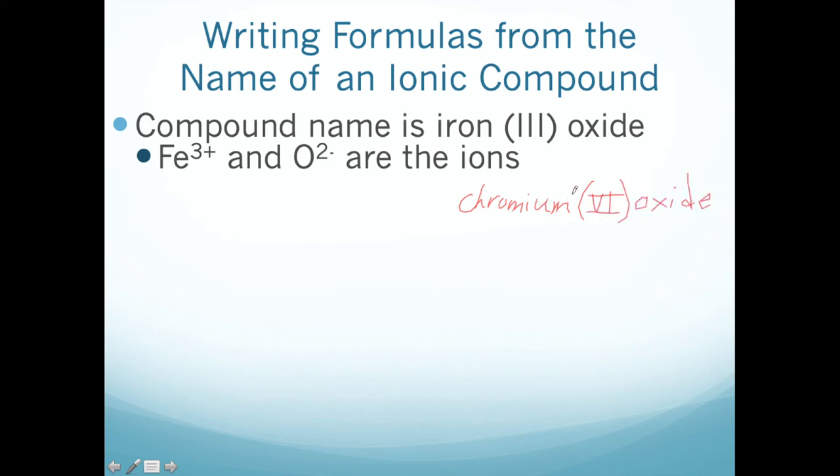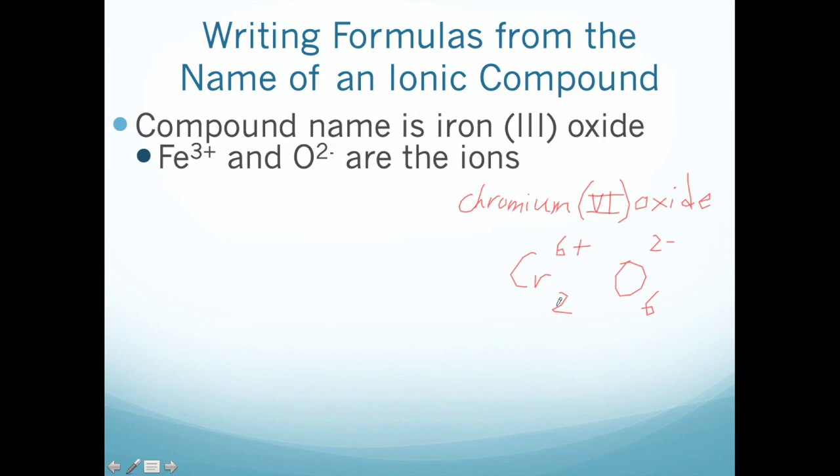Okay, so chromium 6 is Cr with a 6 plus charge, as that Roman numeral tells us. Oxide, of course, is still 2 minus. Now, if you try to do the crossing method, you'd say to yourself, all right, that 2 comes down here, that 6 comes down here, right? But there's a problem with this, right? Because 2 and 6 can be further simplified. If you wrote down the formula Cr2O6, this would actually be wrong.